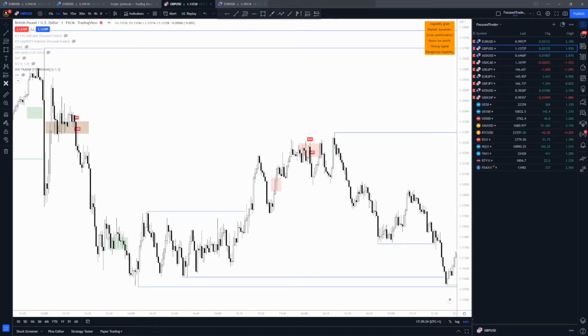To TradingView, and this video will be dedicated to the filter we call dangerous liquidity. So without any further ado, let's get into it and let's have a look at what this filter looks like and what it does for our trading.